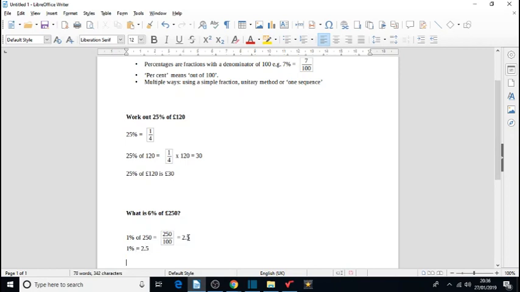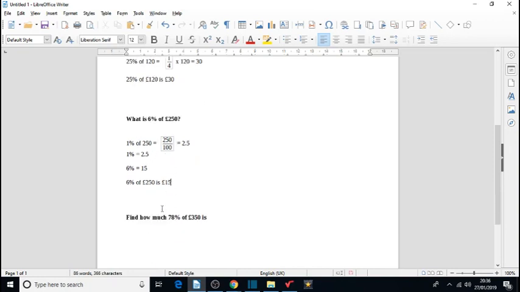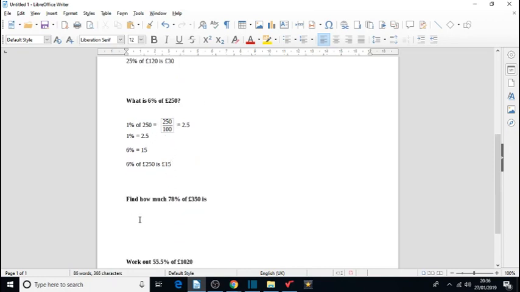We're trying to find out what 6% is. So to get from 1% to 6%, you multiply by 6. So you also multiply the value of 1% by 6 as well. So you multiply 2.5 by 6, which is 15. So therefore 6% of £250 is £15. That's how you use the unitary method. So let's move on to the next question.